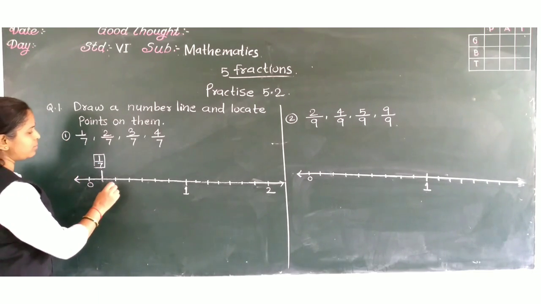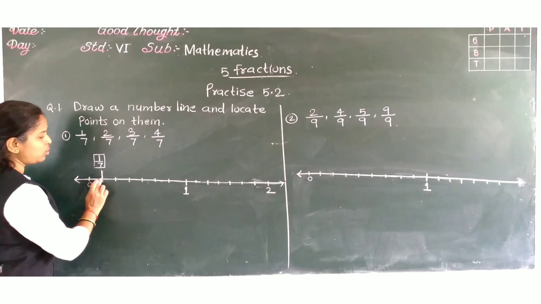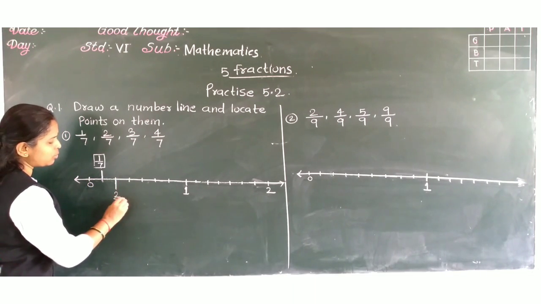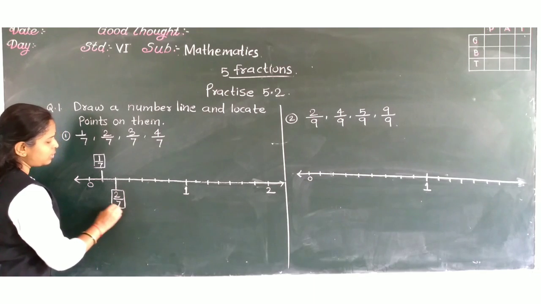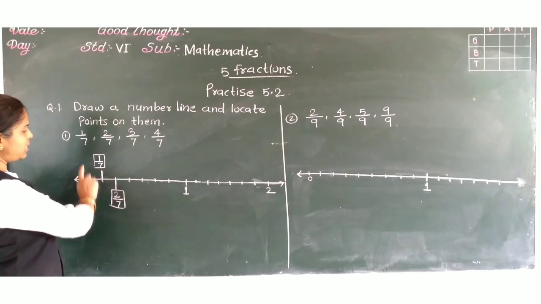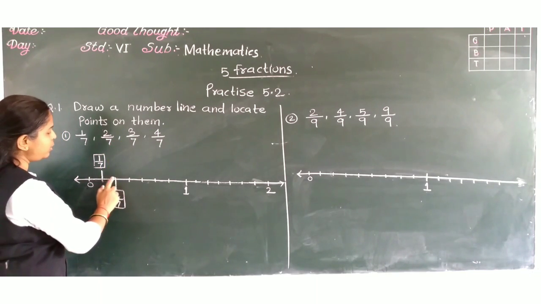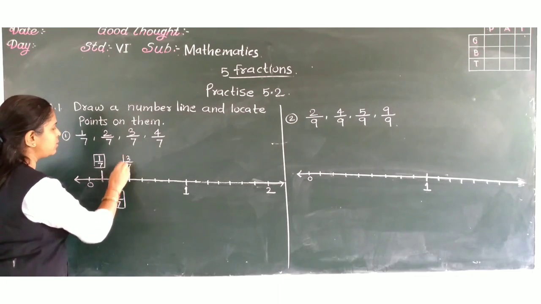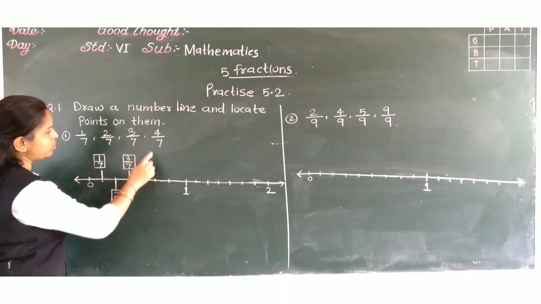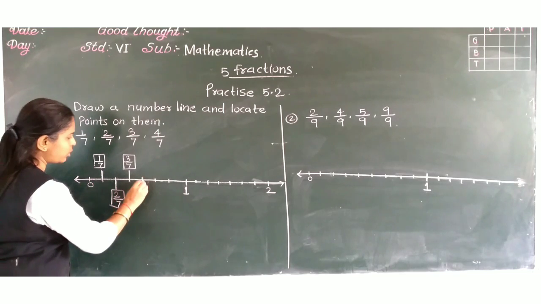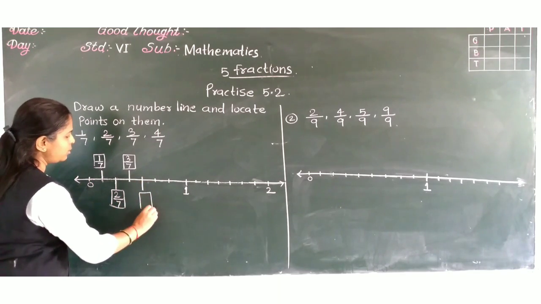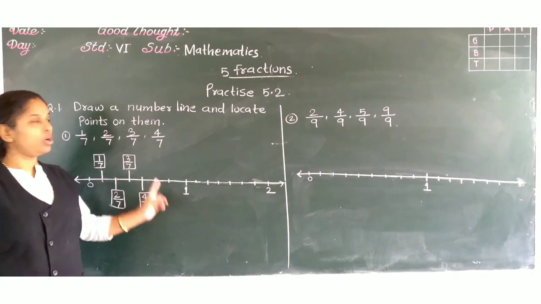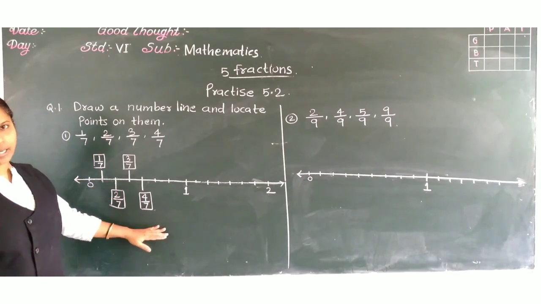Next 2 upon 7. Here, after 0, second line. See here, I will show like this. Okay, 2 upon 7. Now 3 upon 7 means after 0, third point. 1, 2, 3. This is 3 upon 7. Now 4 means after 0, 4. That is 4 upon 7. Follow? In this way we have to show these fractions on the number line.